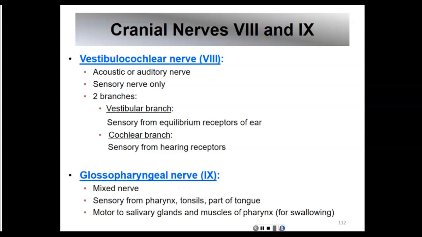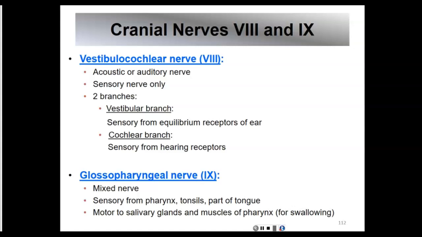Number 8 is vestibulocochlear nerve. This is your hearing and your balance. There's 2 branches, the vestibular branch and the cochlear branch, hence the name vestibulocochlear. Vestibular is for equilibrium. Cochlear is for hearing. We will look at these parts of the head, the ear, and its functions in detail in the next chapter, but you should know its cranial nerve and its branches.